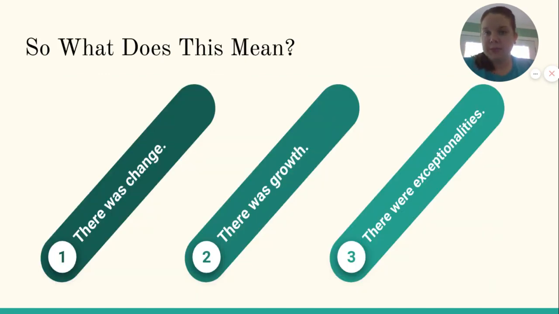So what does this mean? Looking at the fall to spring report, there is change. Students' scores could have fluctuated. Students could have moved from grouping to grouping throughout the school year, but we do see student growth. Even some of our students that fell into the intervention category showed growth. That example of the student that we had with the 3 yellow data points, that student showed trending upward growth.